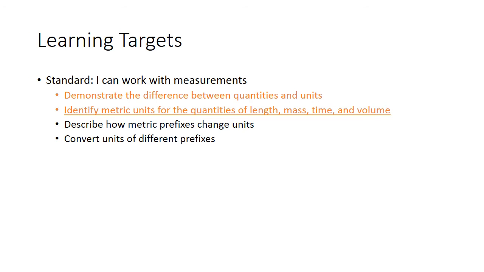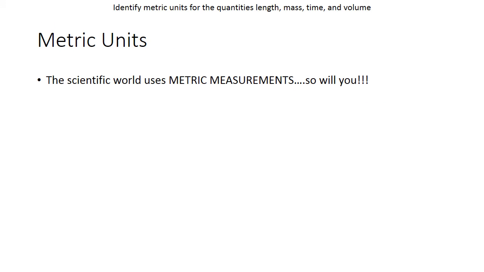Now we want to specifically talk about metric units, and we want to identify some units for the quantities of length, mass, time, and volume. So here's the thing. The scientific world uses metric measurements. Being that this is a science class, that's what we're going to use. Now I know a lot of us aren't as familiar with those as we are with our American standard measurements. That's okay. Throughout the course of the year, we will get used to the metric. So here I'm just going to list quantities, and we'll give a definition for those, and then we'll list some of the American standard units that we're more familiar with, and then we'll list some metric units that maybe we're not as familiar with for those same quantities.